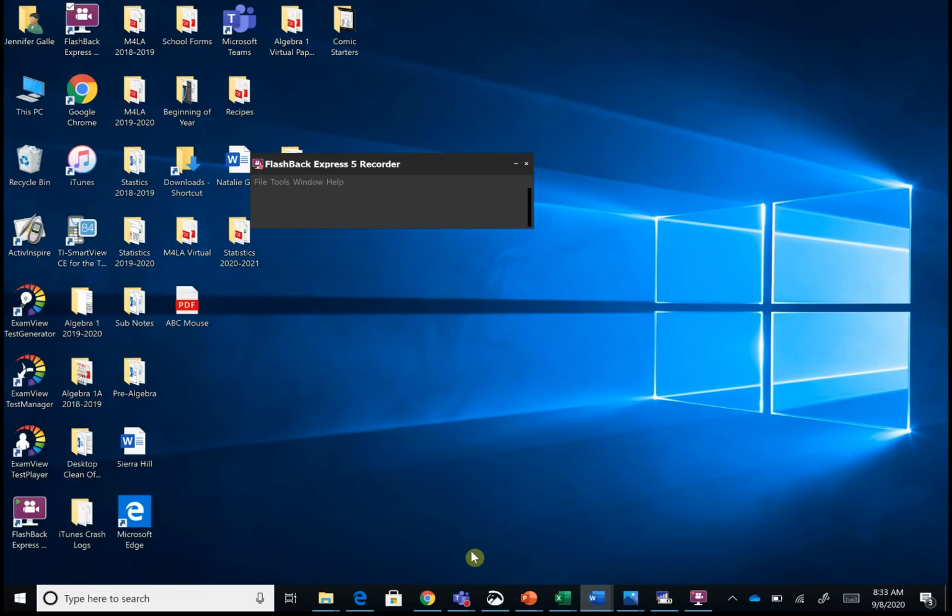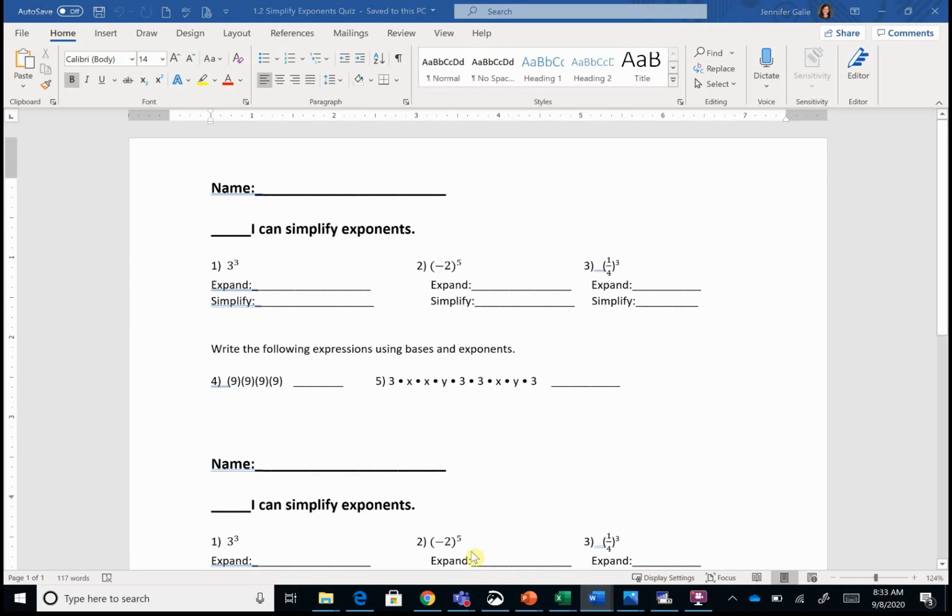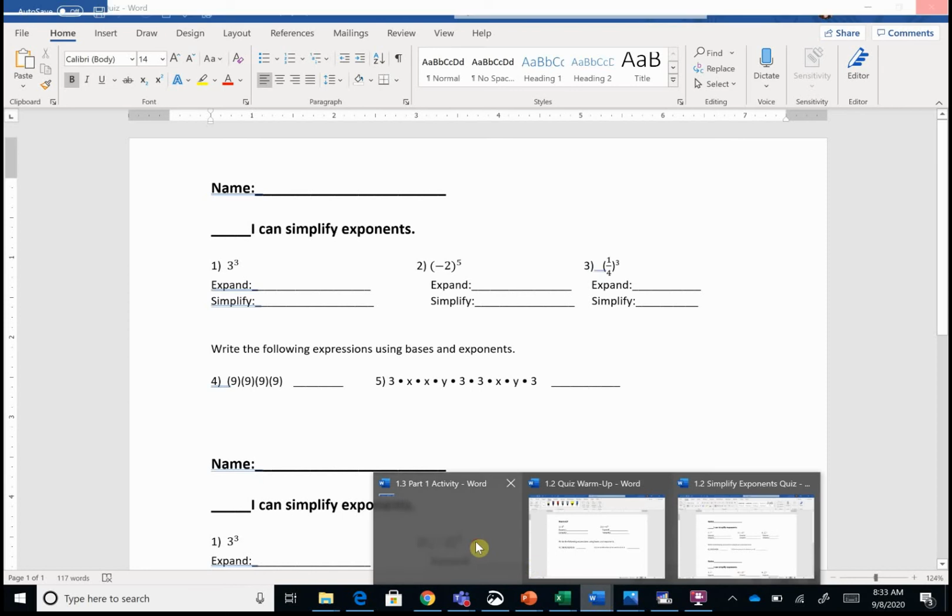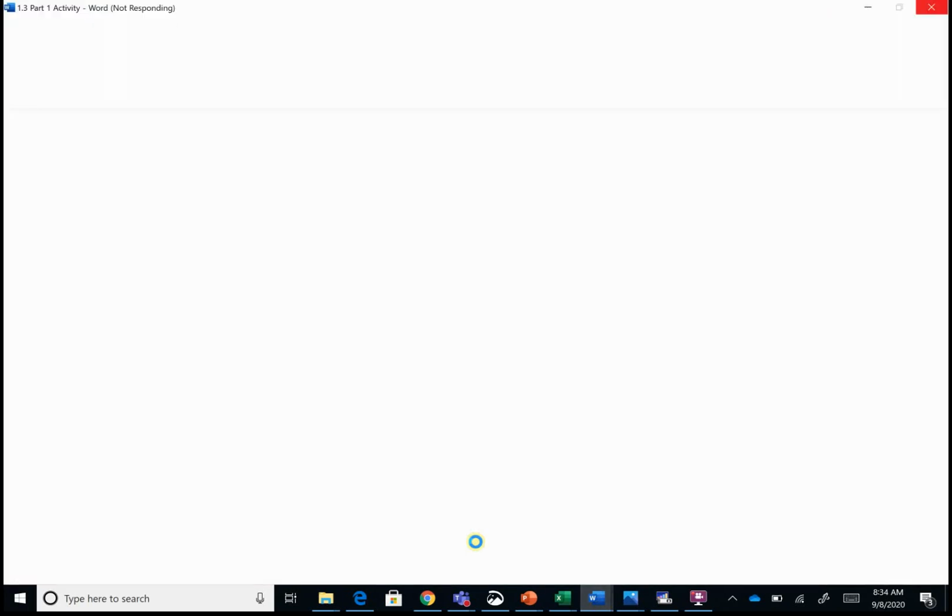There we go. Okay, so, oops. That's not what I clicked on. Of course, what I clicked on doesn't want to work. Perfect. Guess my computer had too long of a break too.